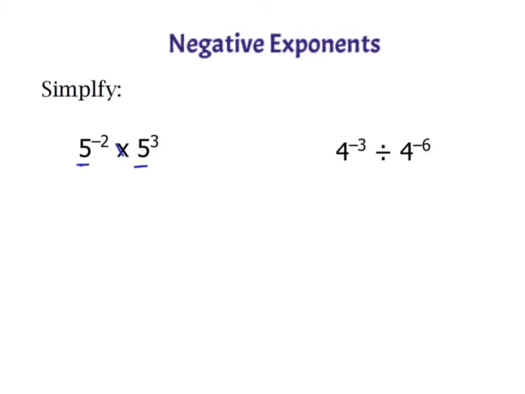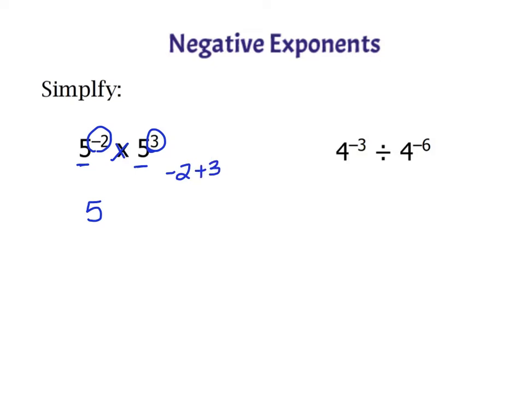I see that I am multiplying. So thinking back to the other week, when I am multiplying with the same base, I add my exponents. So this is for those of you that are really good with adding and subtracting with negative numbers. So I need to add -2 plus 3, so my base will stay 5.